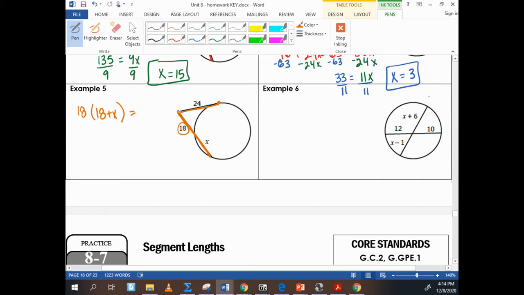Okay, on the other side, the tangent's a little bit unique because the whole long line, which is 24, when I multiply it by the outside is also 24. So you're just going to multiply it 24 times 24, or 24 squared.